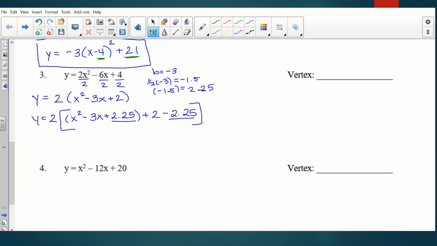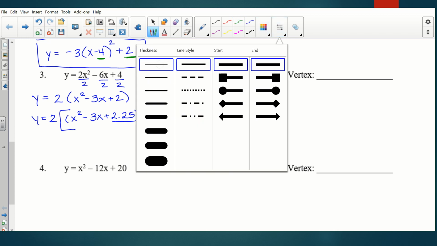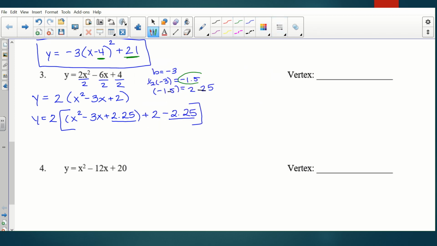So here is where us knowing that this value right here is the number that should go inside our parentheses is really important, because we're not used to factoring when we have decimals here. So knowing that little trick, when I factor this, I should end up with x minus 1.5 squared. 2 minus 2.25 is going to give me minus 0.25.